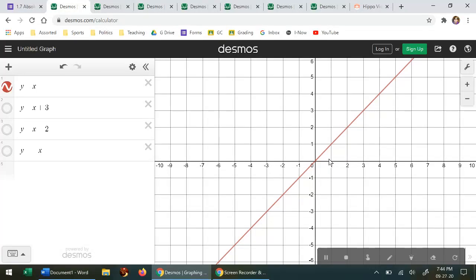This is a video on lesson 1.7, graphing absolute value functions. Before we get to absolute value functions, we need to understand what a parent graph is. A parent graph is the basic graph of a function. So for a basic linear function, y equals x, the parent graph looks like this. It has a slope of 1, and its y-intercept is at 0, 0.